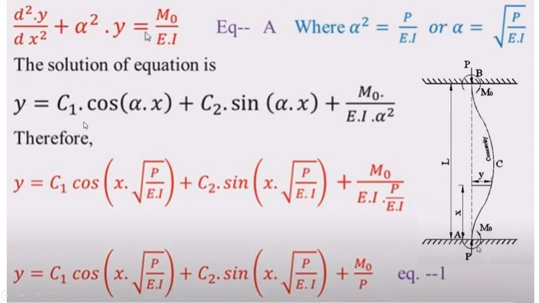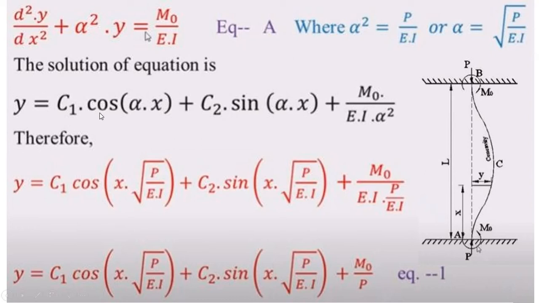Now, the solution of the above equation is y equal to C1 cos of alpha x plus C2 sine of alpha x plus M0 divided by EI alpha square.